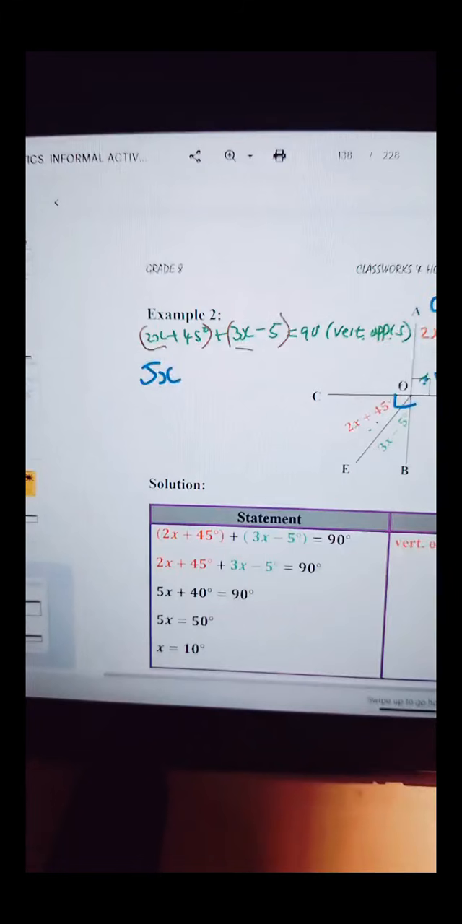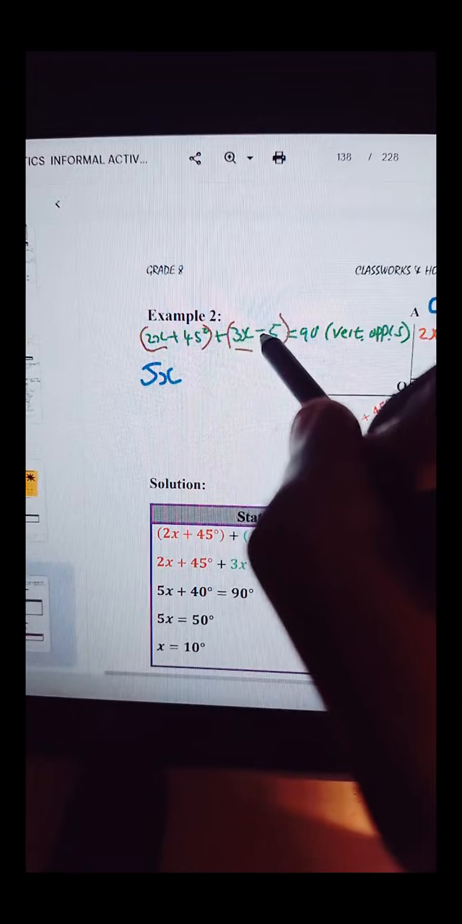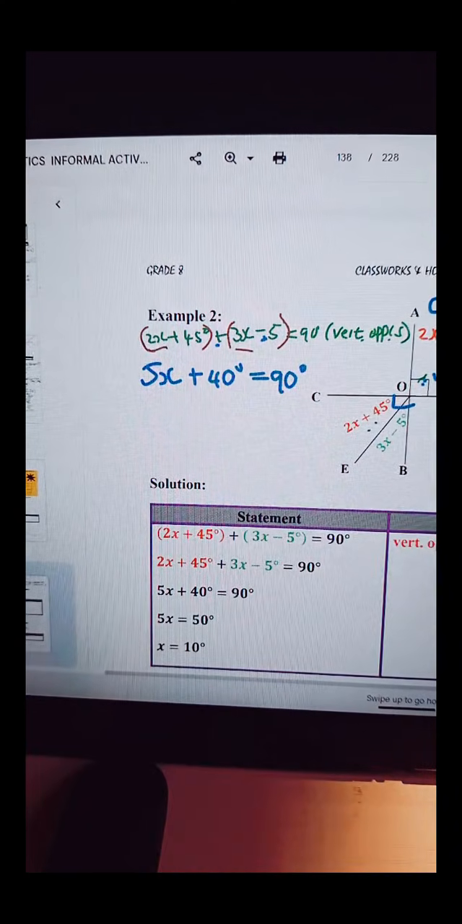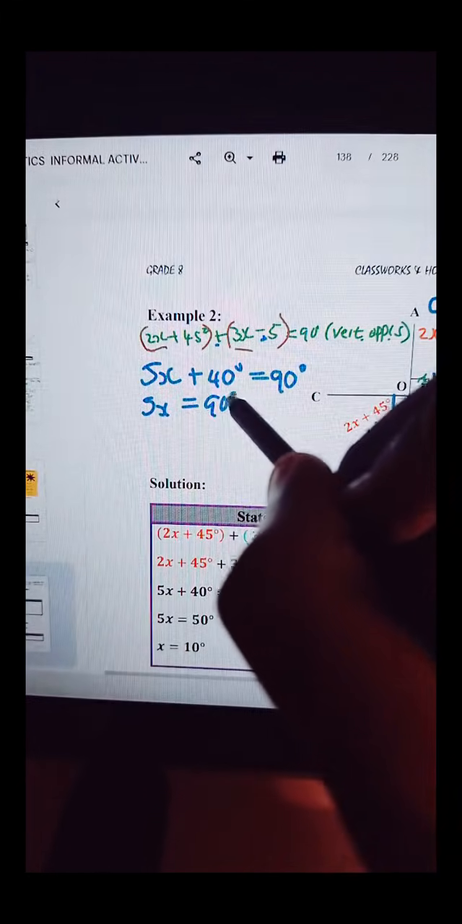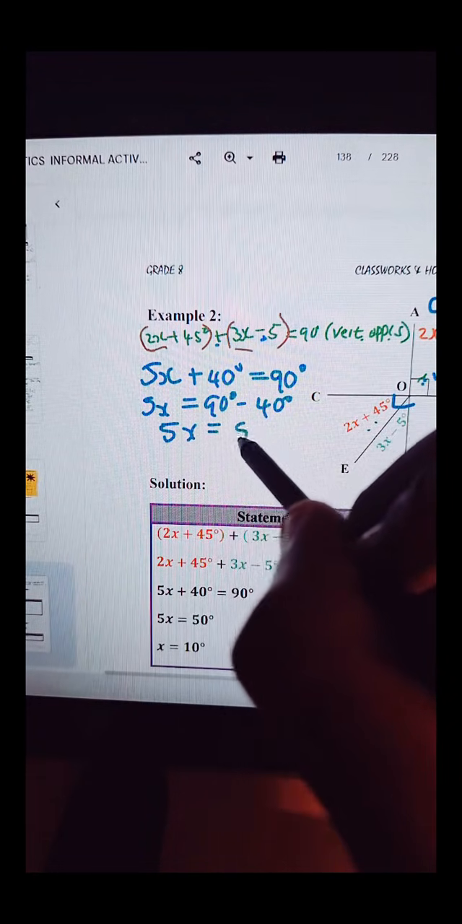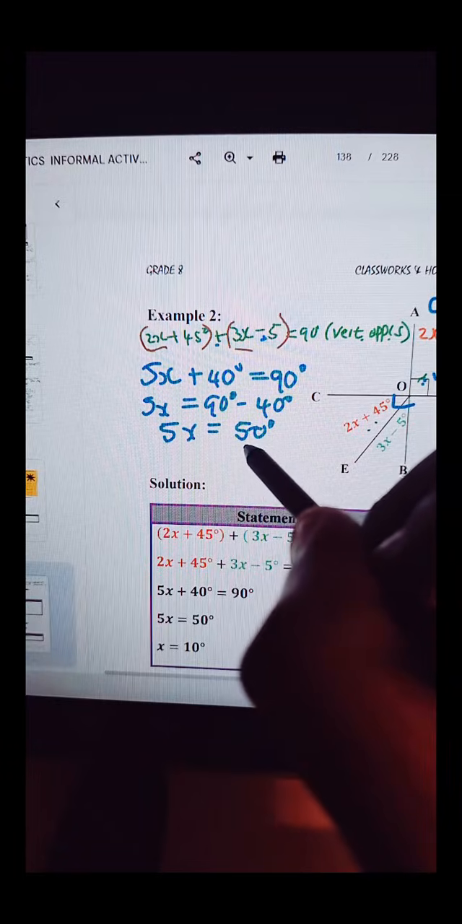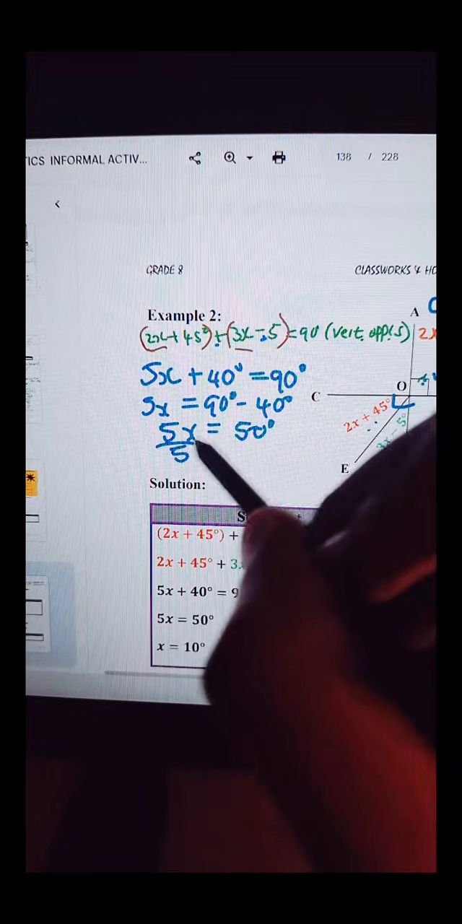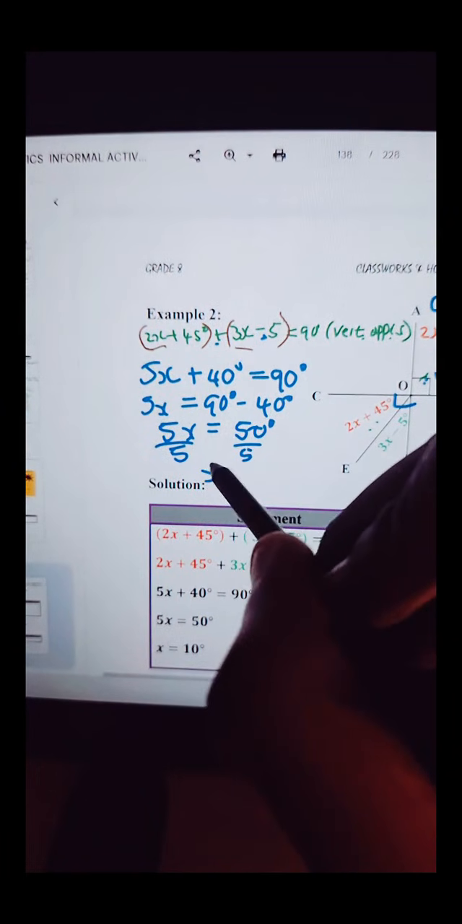So addition of like terms, 2x plus 3x, 5x. What's 45 minus 5? Because this is a minus, remember, the positive times a negative gives you a negative. That gives you 40. So we have 5x plus 40 degrees equal to 90. 5x is equal to 90 degrees minus 40. 5x is equal to 50 degrees. You divide both sides, grade 8s, by 5, you get x is equal to 10.